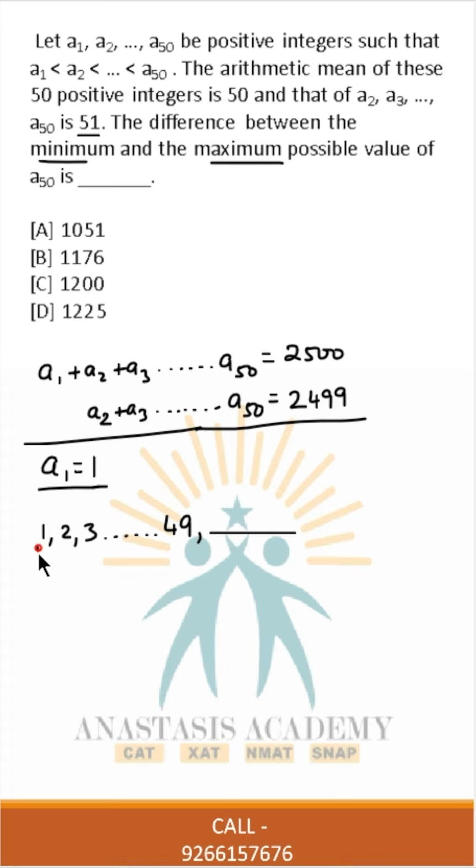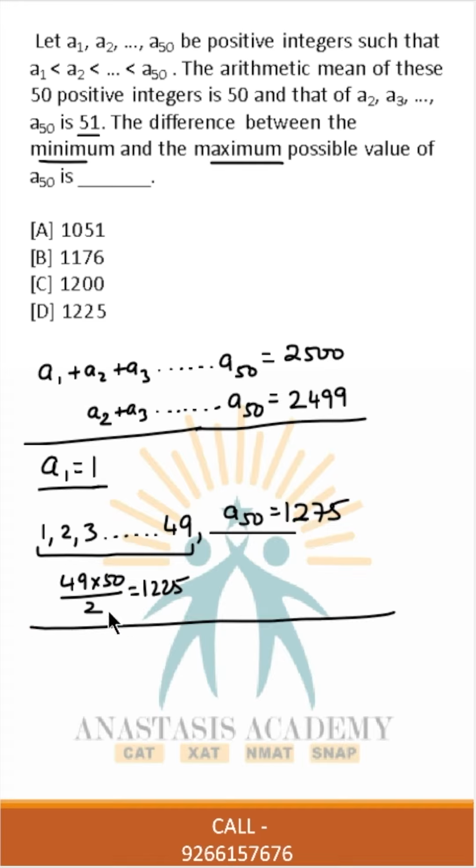Let's calculate how much this will be. These 49 numbers will add up to 49 into 50 by 2, or 1225. I know these 50 numbers add up to 2500. So A50 in this instance will be equal to 1275. This is the maximum possible value of A50.